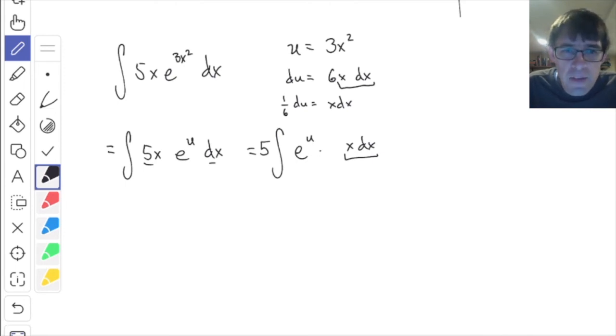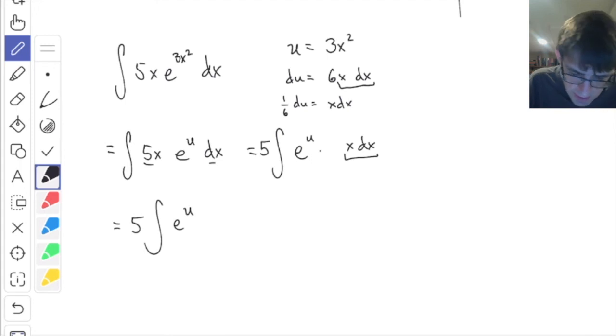Okay, 5 integral e to the u, and then x dx. So I have this 5 here, integral e to the u. x dx is times 1/6 du. All right, the substitution is complete. We have removed all the x's and replaced them by u's.